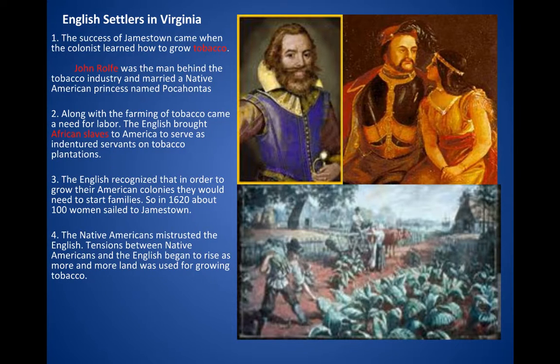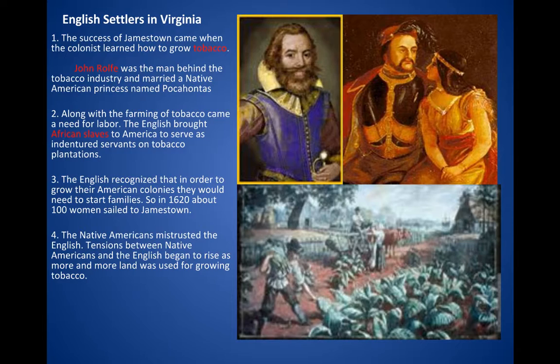The Native Americans mistrusted the English, like I was talking about with the Native Americans capturing John Smith. This was due to tensions between the Native Americans and English beginning to rise because more and more land was used for the growing of tobacco. So as the English were gaining more and more money off of the tobacco industry, they were using up more and more of the Native American land.